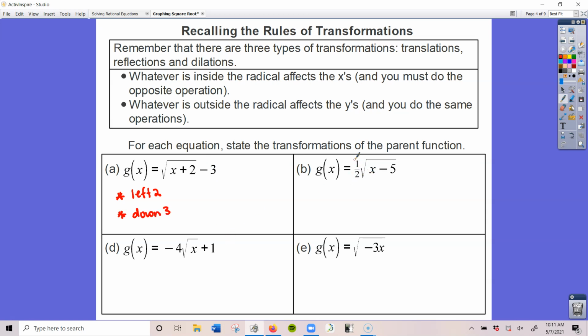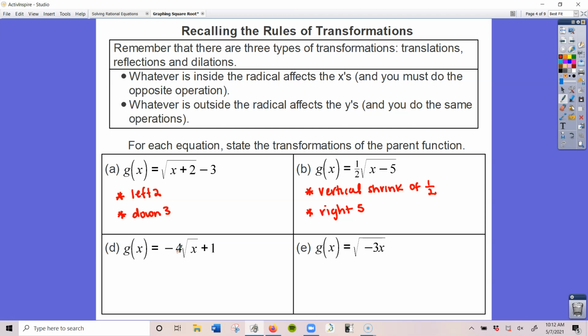Over here we have a 1/2 on the outside of the radical. Remember, anything that is being multiplied outside is a vertical dilation, and because this number is less than 1, this is a vertical shrink of 1/2. Then we have this -5, so that means that the graph was shifted to the right 5.